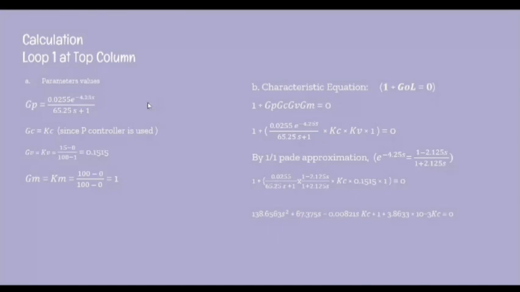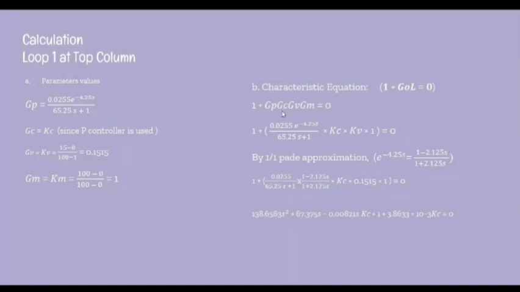So these are the calculations to get the range value of Kc for the top column. The first thing is we have to find the parameter values. For this part, Bang Hui-ying already explained it in the previous presentation. So I just proceed to the characteristic equation. This is the formula for the characteristic equation: 1 plus G naught L equals 0. G naught L is the same as Gp times Gc times Gv times Gm.